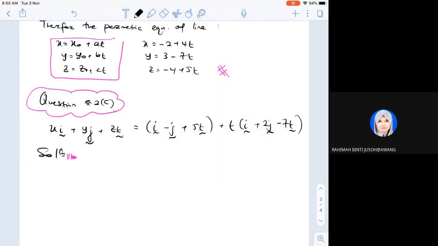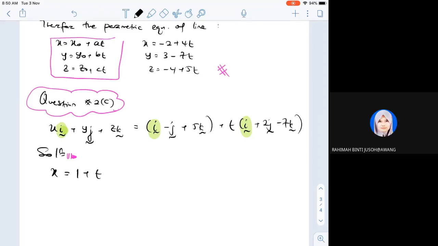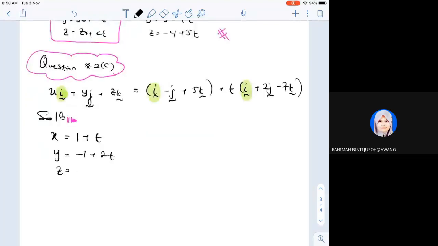X equals to, look, the component of i. So X equals X naught, which is the coefficient of i, 1, plus t. How about Y? Y equals? -1 plus 2t. Okay, good. And then Z equals? 5 plus... Yes, 5 minus 7t. Okay, well done. This is the parametric equations of this line.